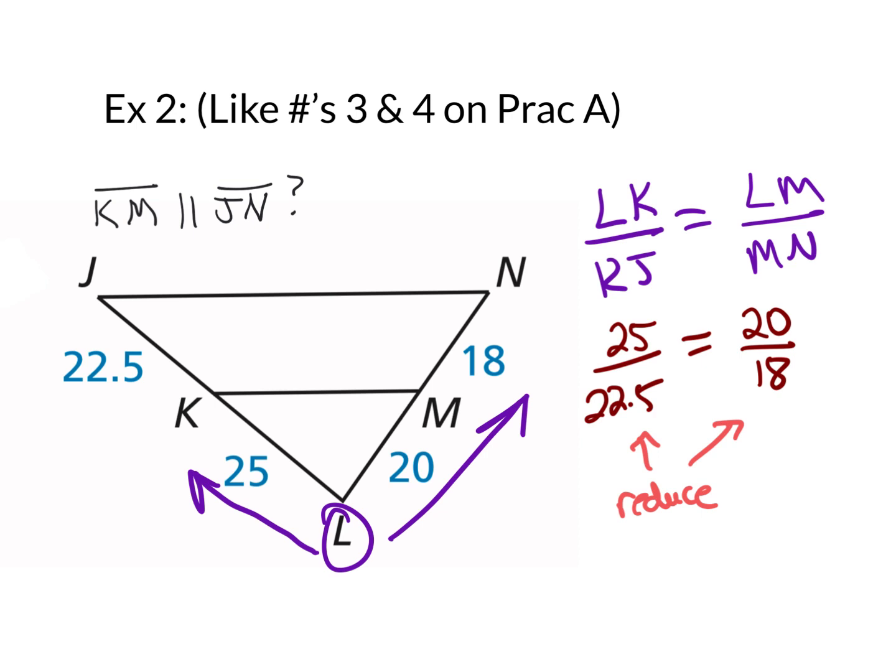So how do we reduce fractions with the calculator? Like what do we do? We divide it. So the first one, 25 divided by 22.5. Then what do we hit? Math enter, right? So do that on each side. 25 divided by 22.5, math enter. And the other one, 20 divided by 18, math enter.